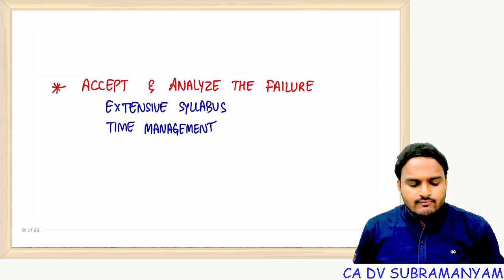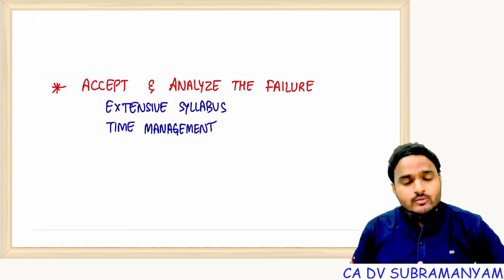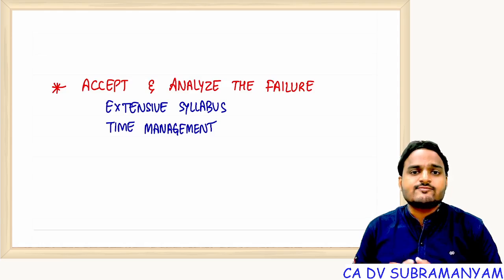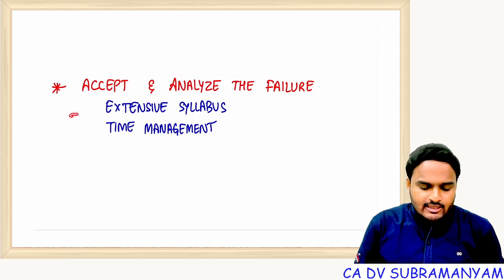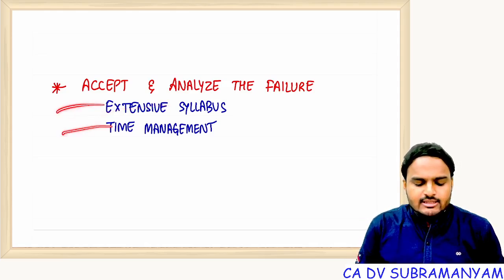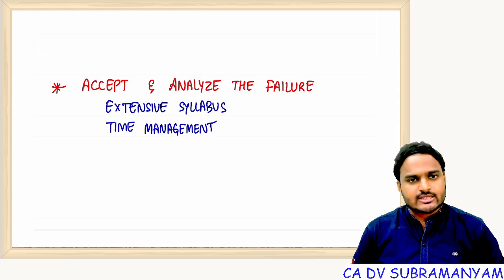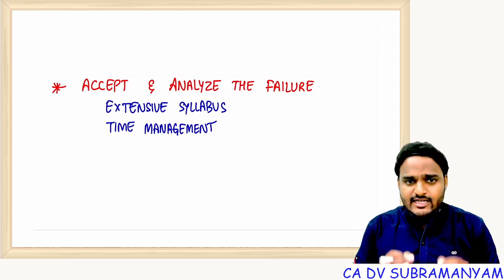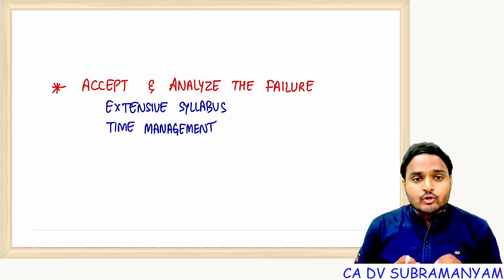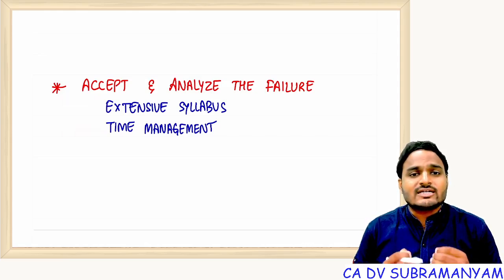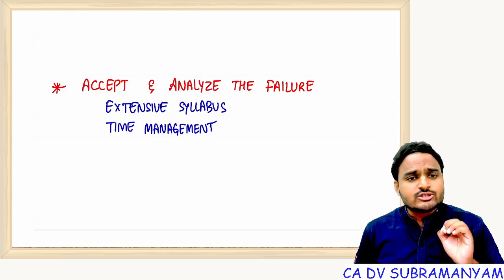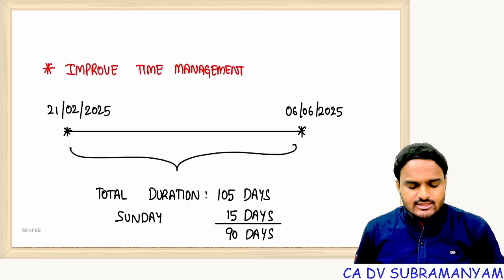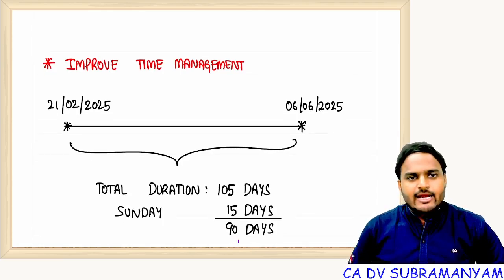First of all, one has to accept the failure and analyze the reasons for failure. The two important reasons for failure are the extensive syllabus and poor time management. Yes, I agree, the syllabus is vast, and due to poor time management, the students are not clearing examinations. To improve time management, I'm going to share with you a study planner. Just look at the study planner.